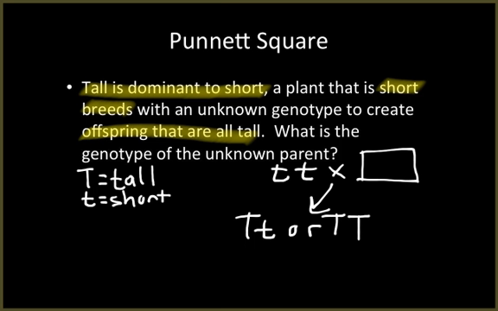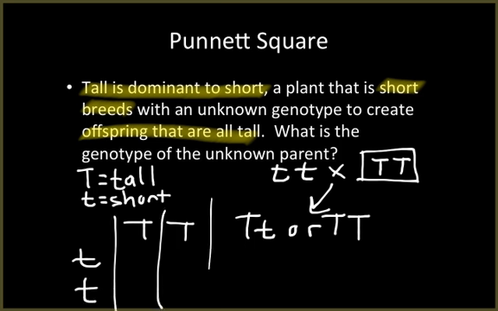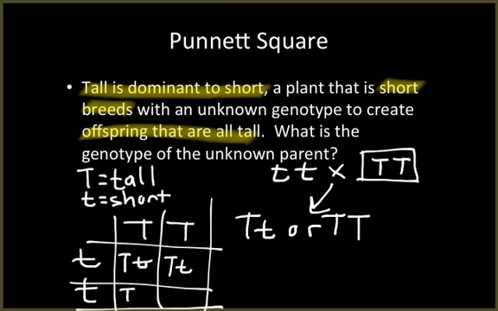If you think about it, the only way that we can get any of these is if the parent is big T, right? All of the offspring have to be tall. That means we can have no short offspring. So if we go through and do the Punnett squares, we'll find that the only way that we can get all of our offspring to be tall is if we have the other parent be homozygous dominant. Okay.